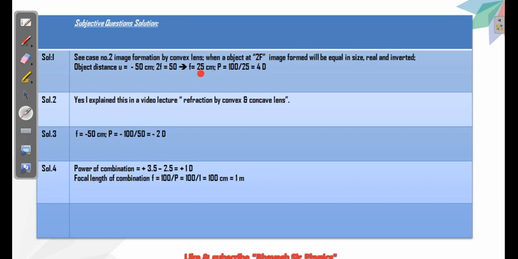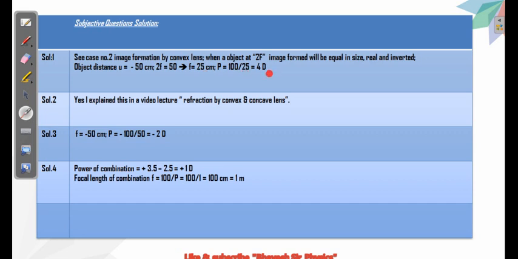Now you have the focal length, so you can also determine the power. Power is equal to 100 divided by focal length in centimeter. Here our focal length is 25 centimeter, so put 25 here and you will get 4 diopter. So now the power you will get is 4 diopter.